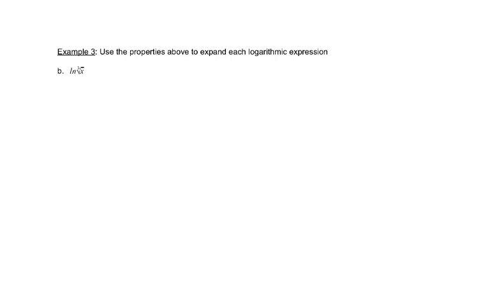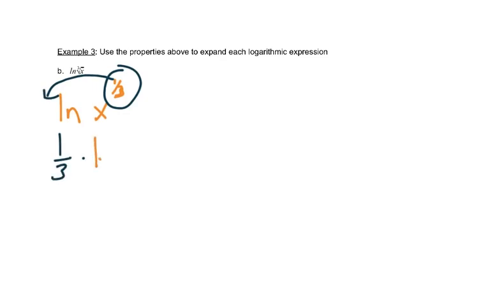Now here we don't have an exponent, but we can rewrite it with an exponent. Remember, a cube root is really an exponent of 1/3. And once we rewrite it with an exponent, we can take that exponent and put it out in front. So we get 1/3 times ln of x.